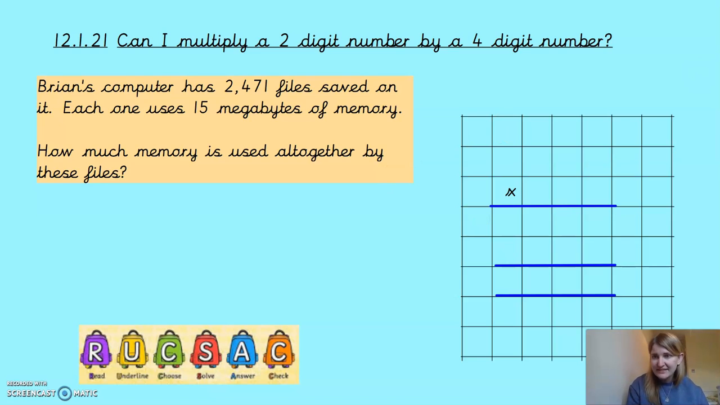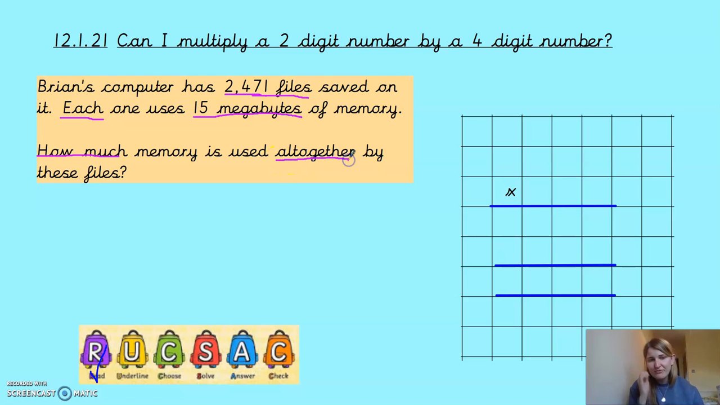Right, let's do our rucksack then. So, first things first, we've read the question. Secondly, we underline. Remember, we're going to underline the key details in this question. First thing I'm going to say is the numbers are going to be important. So 2,471 files. Each one uses 15 megabytes of memory. How much is used altogether?